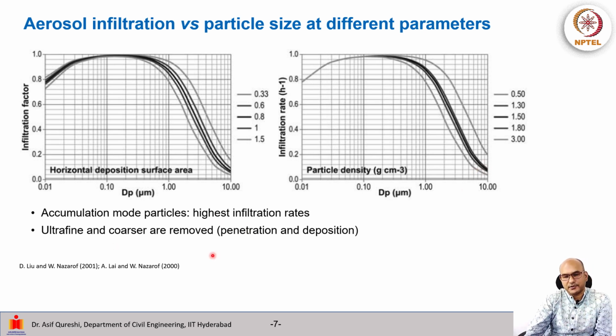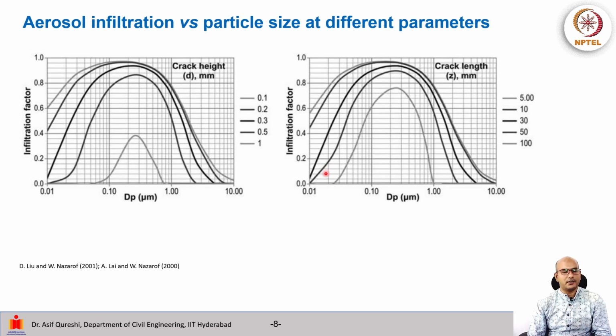So ultrafine particles may be removed through thermokinetic processes, and coarser particles through deposition, and the highest infiltration, almost 100%, is in the accumulation mode. So here we have seen particle size and infiltration for horizontal deposition surface area and for particle density. We will again look at other physical parameters of the crack itself.